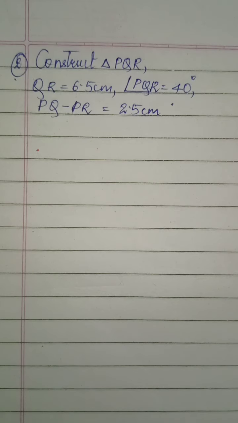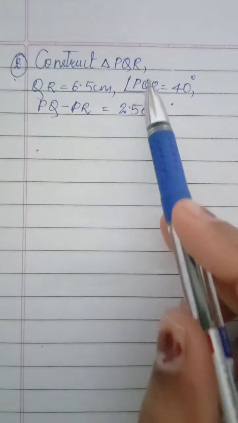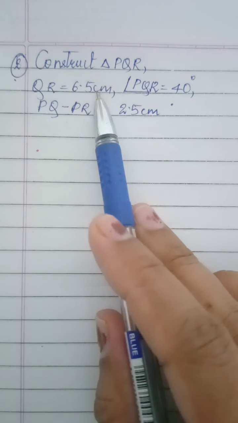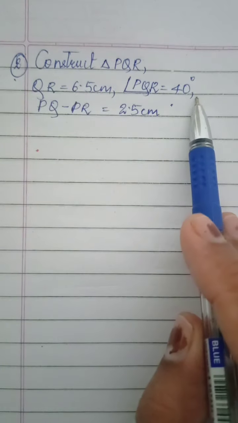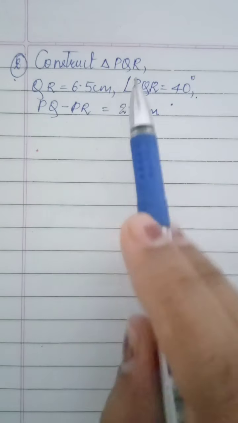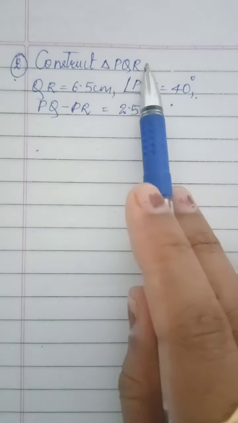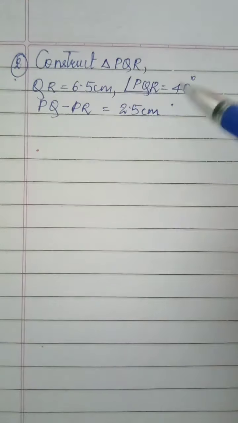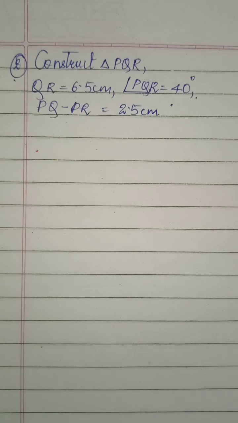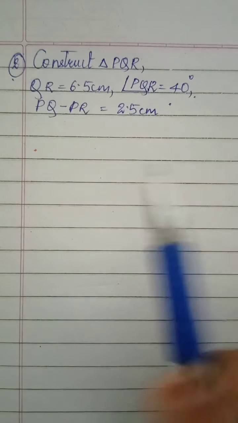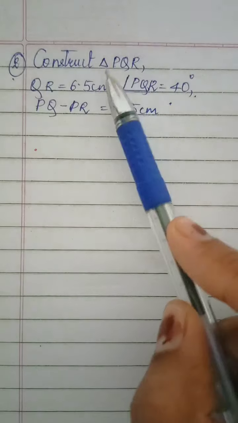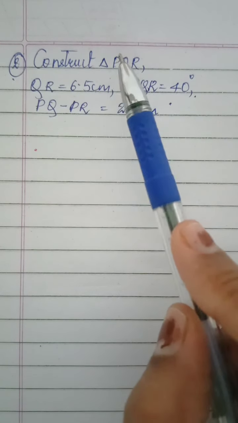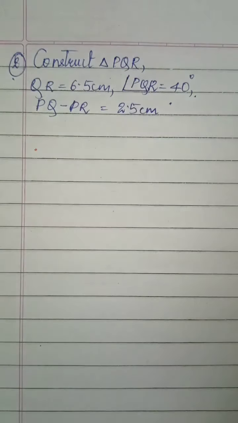Just see, children, the second sum. Construct triangle PQR where QR is equal to 6.5 centimeter. One side given, one angle given, and difference. What about the difference? It is PQ minus PR. Same like the first sum. So, first and the second minus first and the third. Okay. Sum number third is cancelled for you. You need to learn only this type of difference, where first and the second, PQ minus PR. The third sum, that is third question, is cancelled for you.